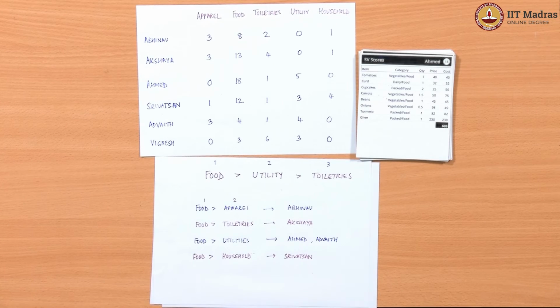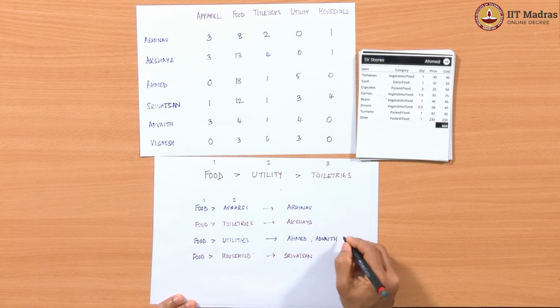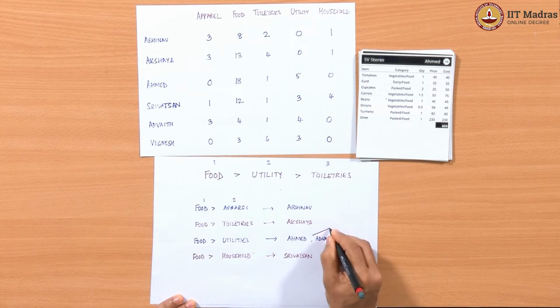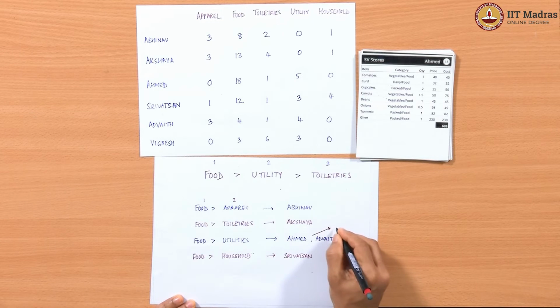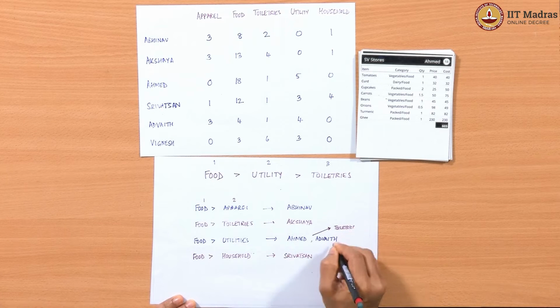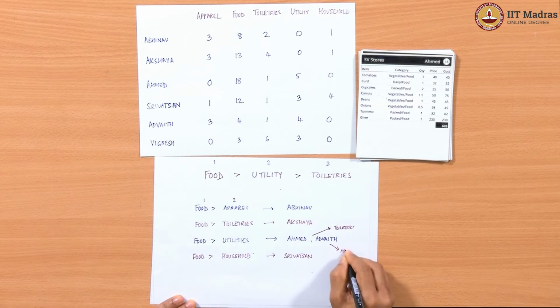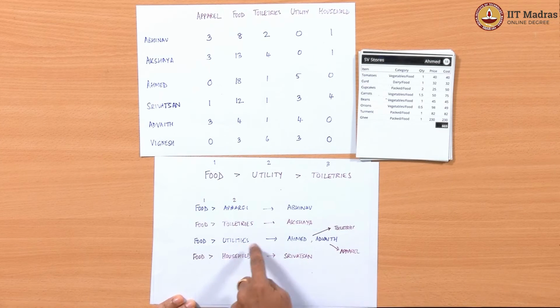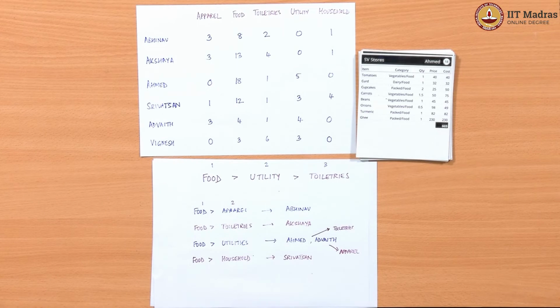So just 2 items is not enough. What is the third item for them? The third item for Advait is apparel, and for Ahmed it's toiletries. So now you separate them by the third item. Ahmed goes towards toiletries. Only if you get food greater than utilities will you ask this third question. Otherwise, you don't.